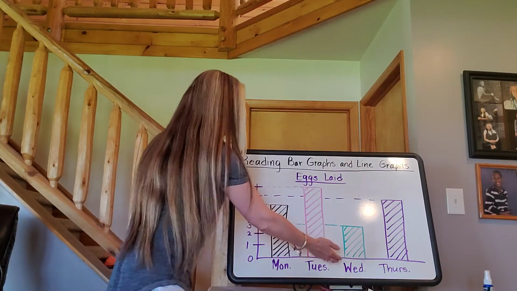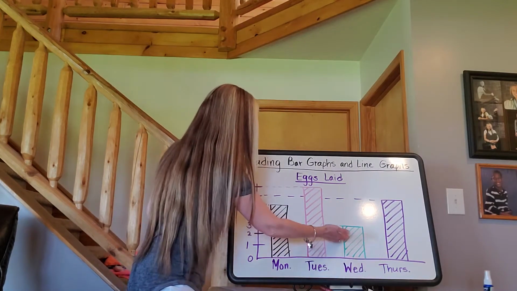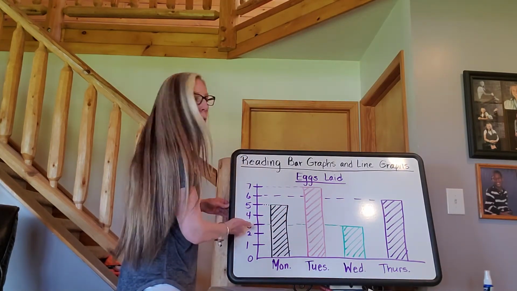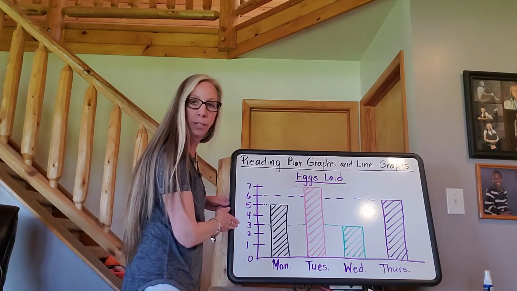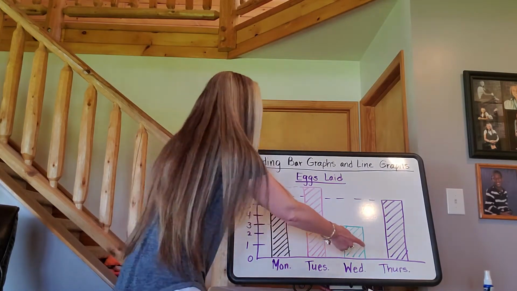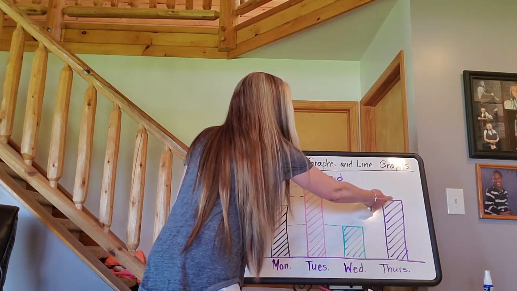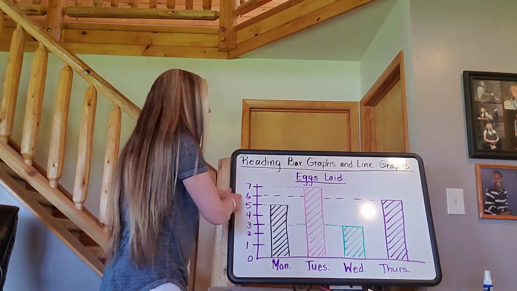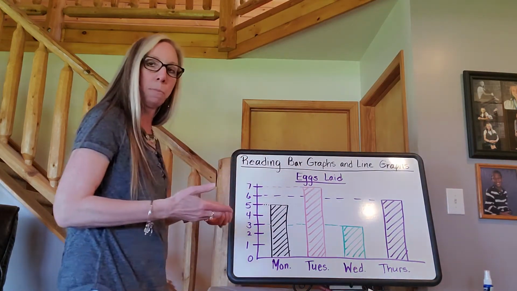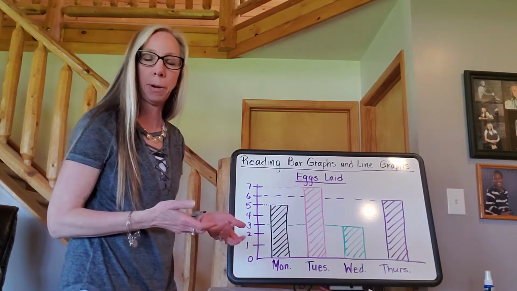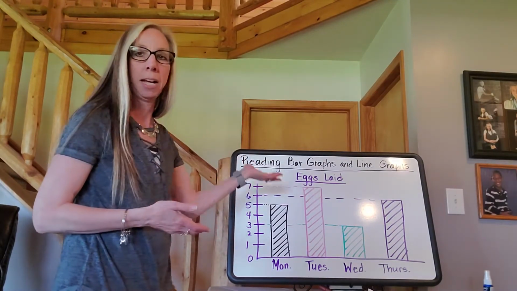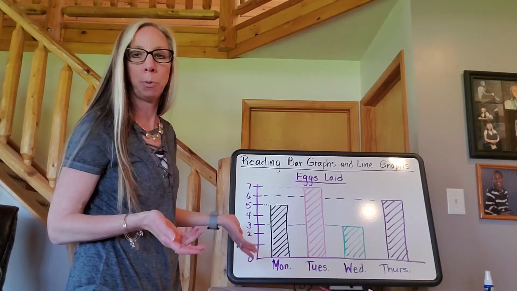All right? How many eggs did they lay on Wednesday? Well, on Wednesday, they laid only 3. They must have had some on vacation that day. And then Thursday, how many eggs did they lay on Thursday? Well, Thursday, they had 6. So those are some of the basic questions you could be asked on a bar graph. For example, on this one, how many eggs did the hens lay on a particular day?